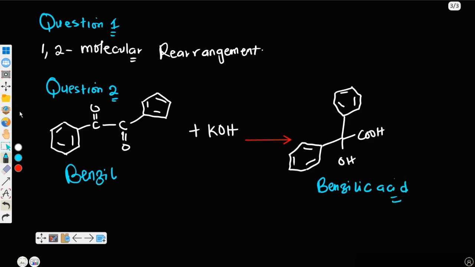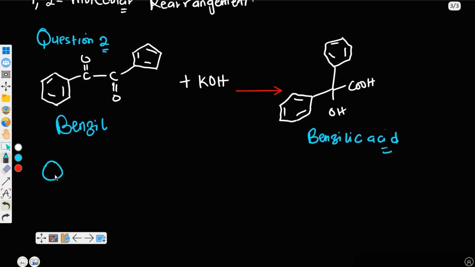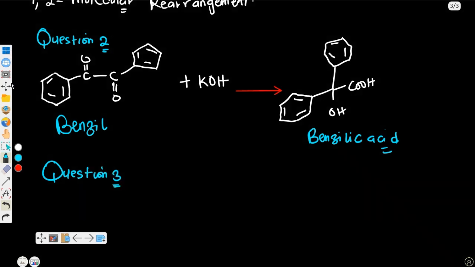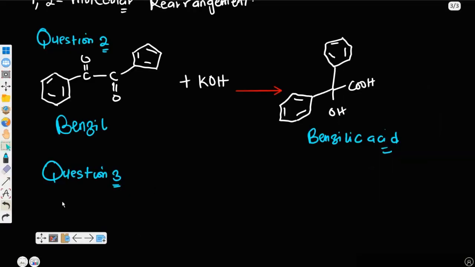Now, question 3. So this is the equation of reaction. Let's take question number 3. Question 3 says, write the mechanism of the reaction. What do you think the mechanism of the reaction looks like?